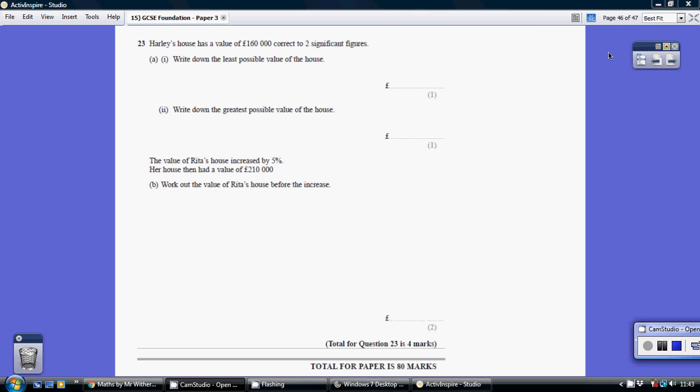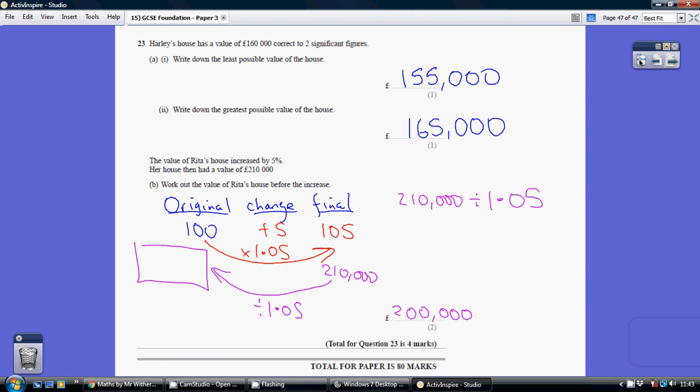Question 23. So, Harley's house has a value of £160,000 corrected to two significant figures. So that means we're only allowed to use two numbers which are not a naught. Write down the least possible value of the house.